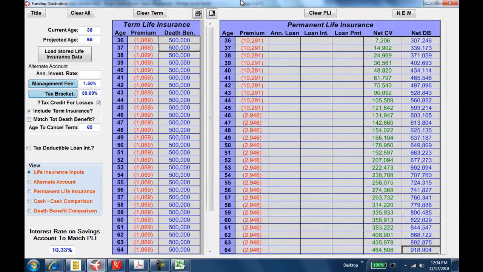Hopefully this has clarified a little bit about how destructive the concept of buy term, invest the difference is. It was originated by A.O. Williams. It continues to be perpetuated by Primerica, Dave Ramsey, Suze Orman.